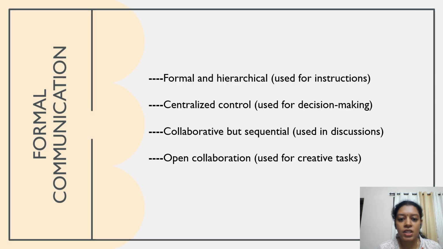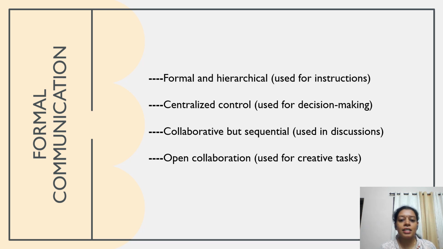So there are some questions for you. Dash is the formal and hierarchical, used for instructions. Which one is used for instruction? That is the chain network. An example is from the principal to the HODs, the HODs to the teachers, and to the students. That is the formal and hierarchical, used for instruction.